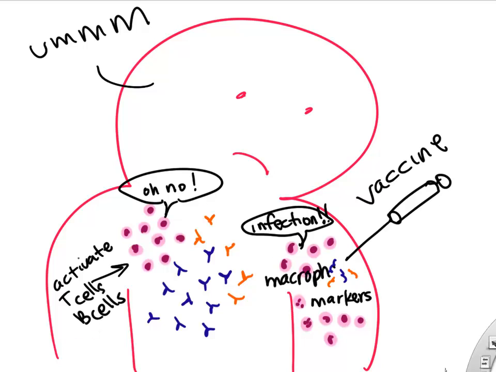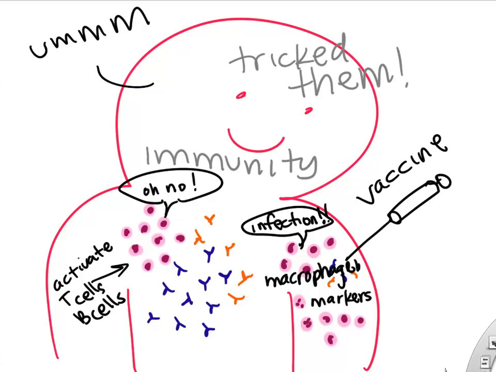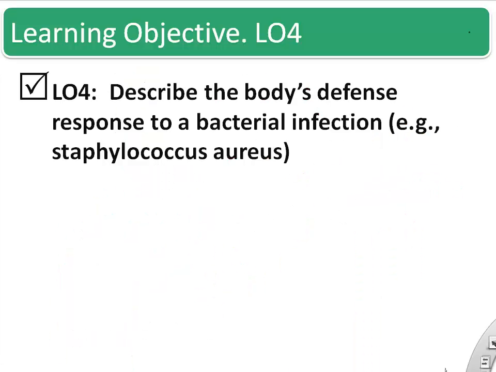vaccination. So again, we activate our immune cells. Your immune cells act as if you were infected, but really you get immunity without getting the infection. So in that way, vaccines trick your immune system into creating immunity without really having an infection.